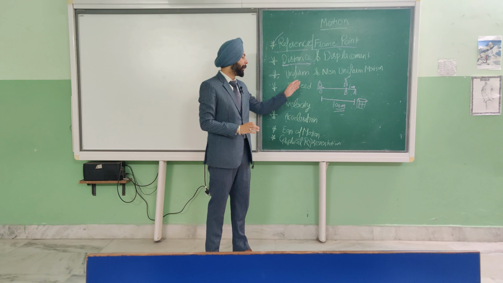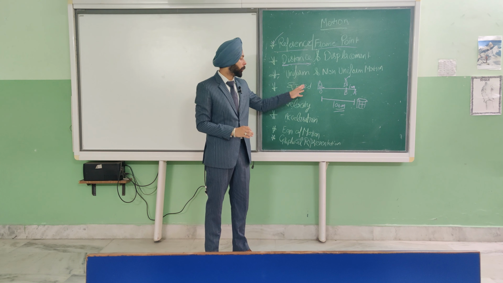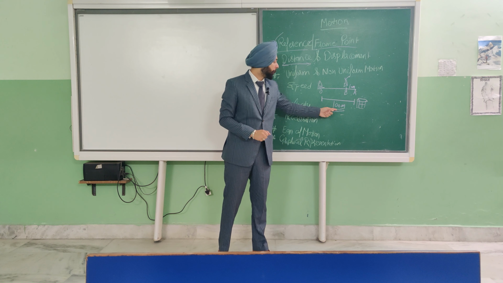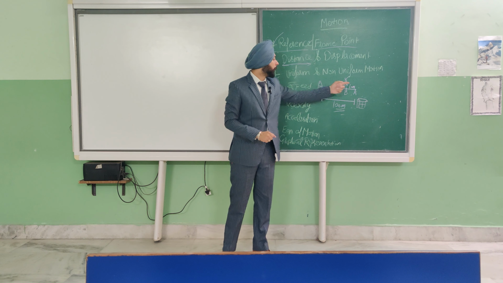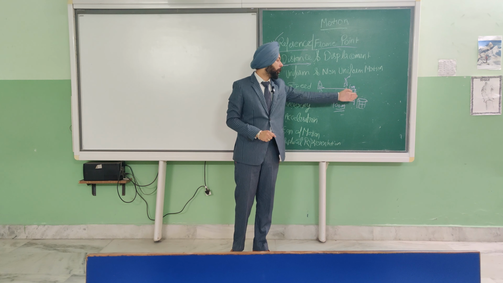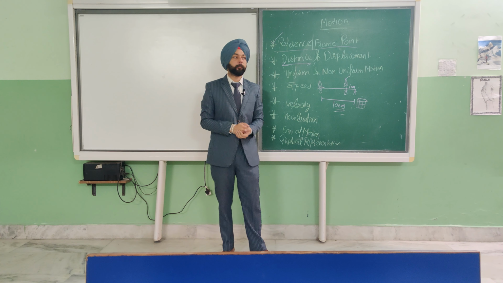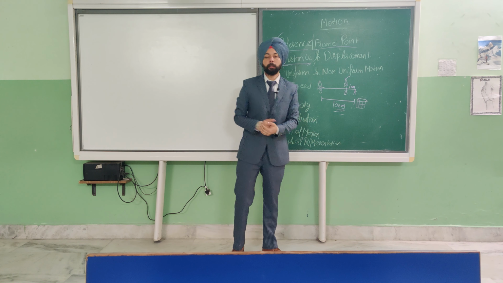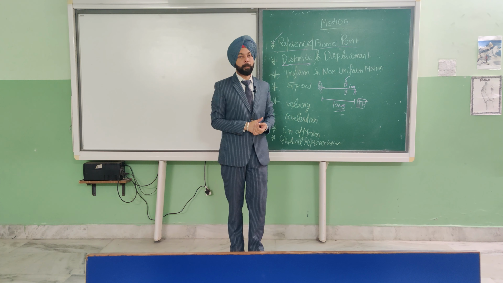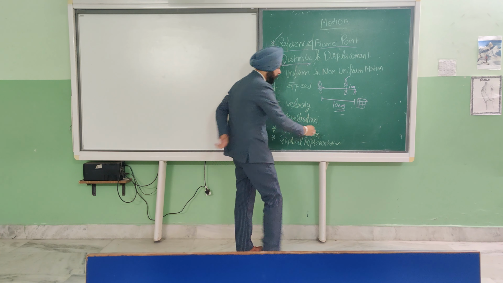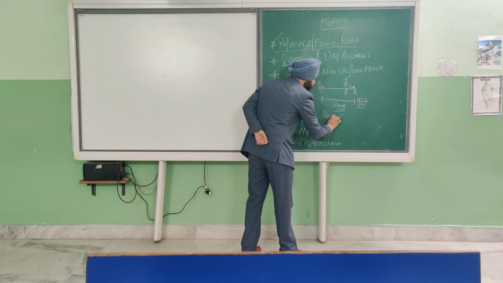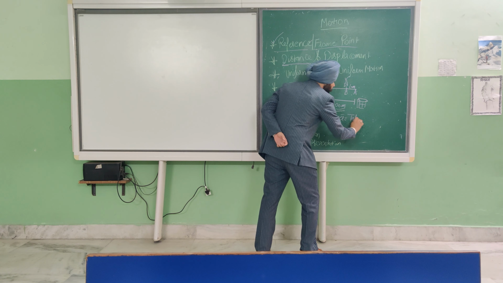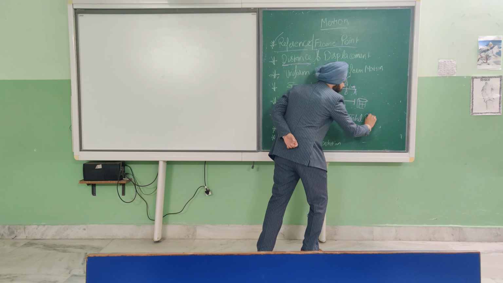Firstly, you start from your house to school, and the path is 100 meter. Then from school to shop, you cover a 10 meter path. Now the distance is equal to the total path covered by a body.